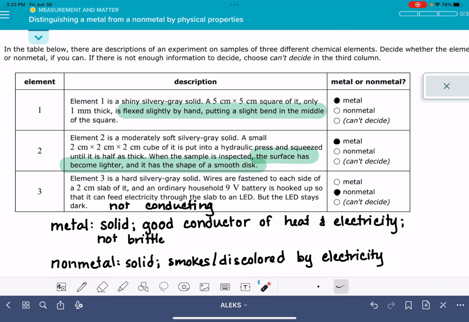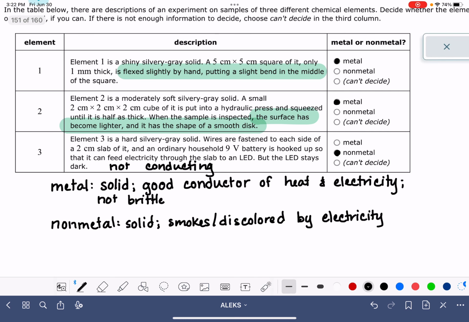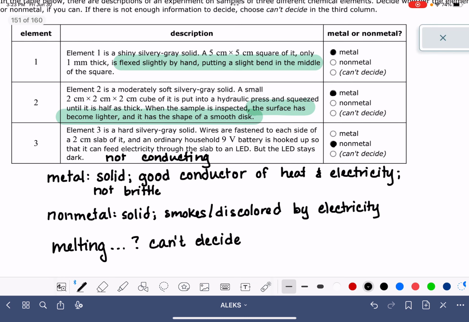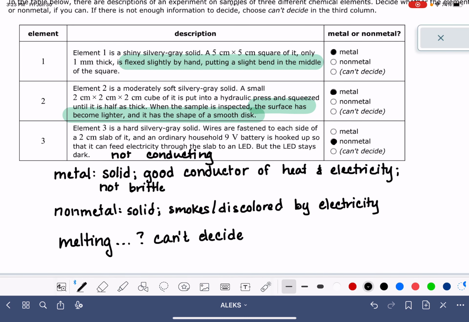And I think that the other situation that I haven't talked specifically about is if the object is melted. The other scenario that I see coming up in here is that it's talking about taking this object, putting it into some kind of little container and heating it up and melting it. So if you see a description where something is being melted, we can't really tell from melting. Metals melt and nonmetals also melt. So if you get an object that is melting, just go with can't decide, because everything is capable of melting.